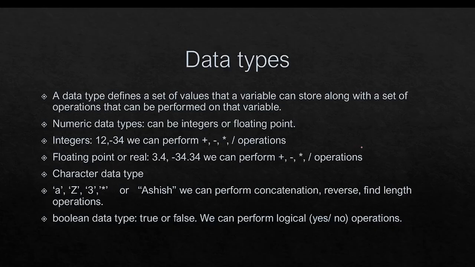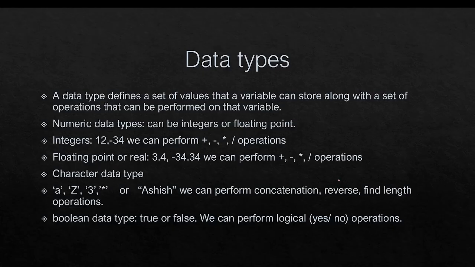Numeric data types can be integer or floating point. Integers are like 12, minus 34. We can perform arithmetic operations on integer values like addition, subtraction, multiplication, division, or we can perform remainder operations. Floating point data can also perform addition and subtraction operations.